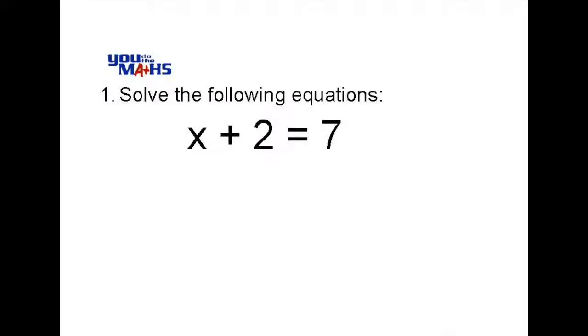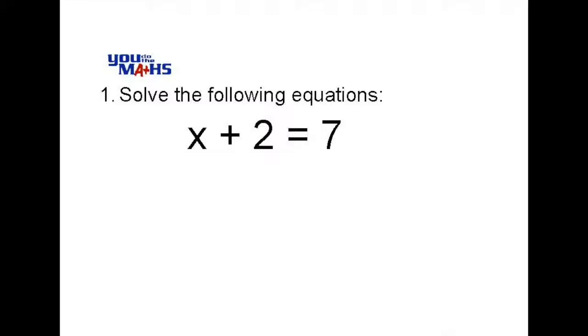The aim of this problem is to solve the equation. In other words, find the value of x that makes the equation true. Now we could guess it and say 5 plus 2 equals 7, therefore x equals 5, but we need to go through a process that will work for numbers that aren't that obvious to work out in our head.